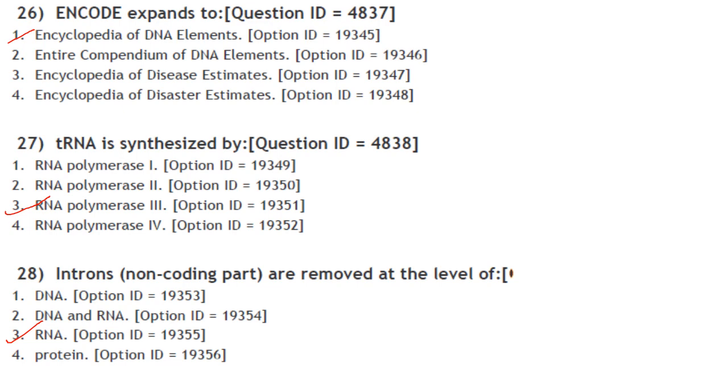Answer is option 1. tRNA is synthesized by RNA polymerase 3. Introns are removed at the level of RNA.